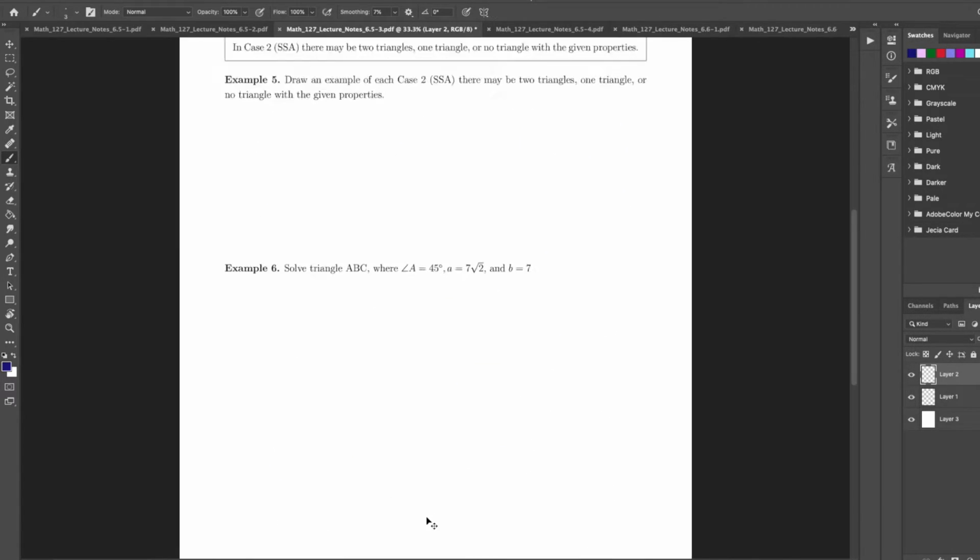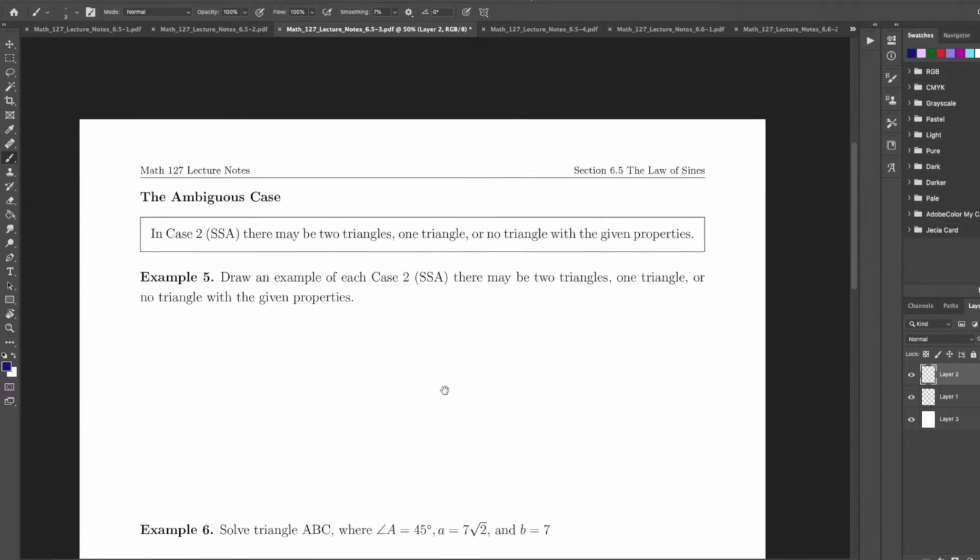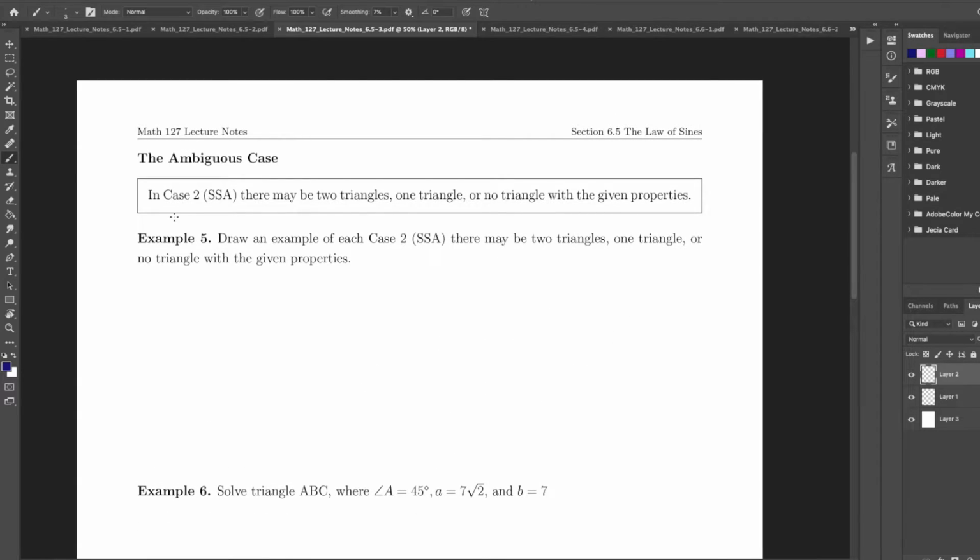Alright, so let's look at the ambiguous case. So case 2, we have a little bit of trouble, right? In case 2, if we have side-side-angle, there may be 2 triangles, maybe 1 triangle, maybe no triangles with the given properties. And so how do we know which one it is? Well, we kind of don't, right? So let me teach you a little symbol. So this symbol means angle A.